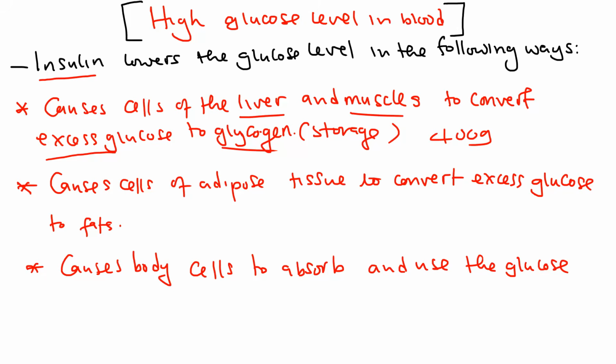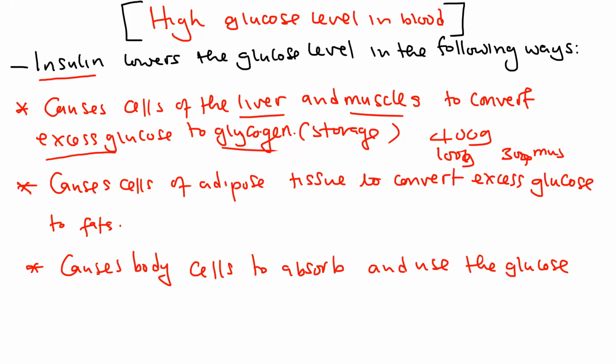Now, what are the proportions? 100 grams is stored in the liver, then 300 grams is stored in the muscles. I hope you've gotten this. So it causes the liver and the muscles to convert excess glucose to glycogen, of which the body can store 400 grams, with 100 grams stored in the liver and 300 grams stored in the muscles.